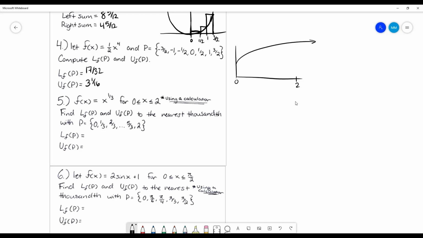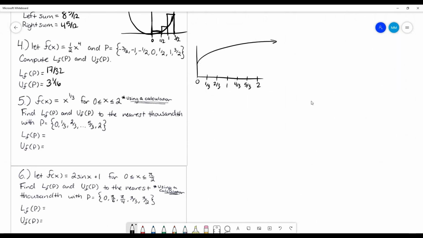like. So it goes from 0 to 2, with 1, 1/3, 2/3, 4/3, 5/3, there we go. And that's our partition. So I see that they're all 1/3 apart. That makes it easy on us. So again, we're just going to factor that 1/3 out. And then that lower sum is going to be a left sum for us. So it's going to look something like this.